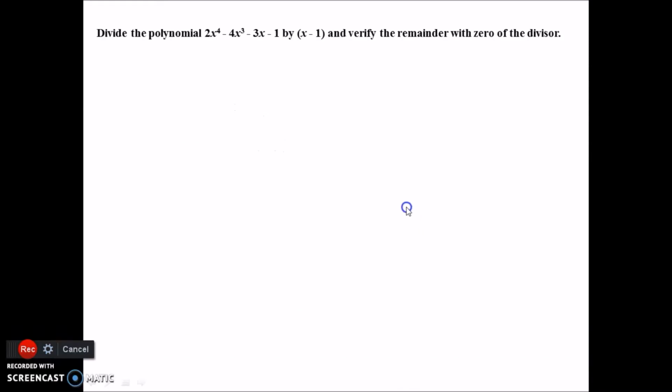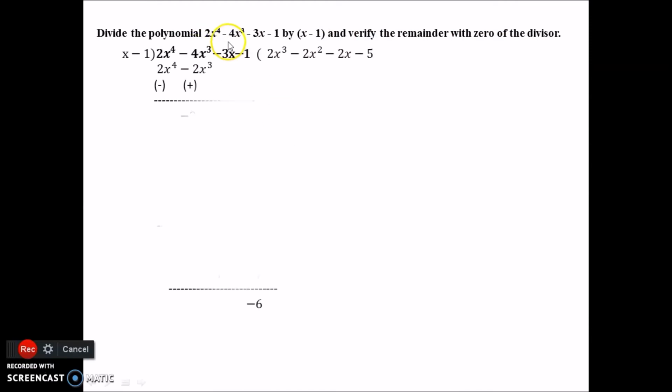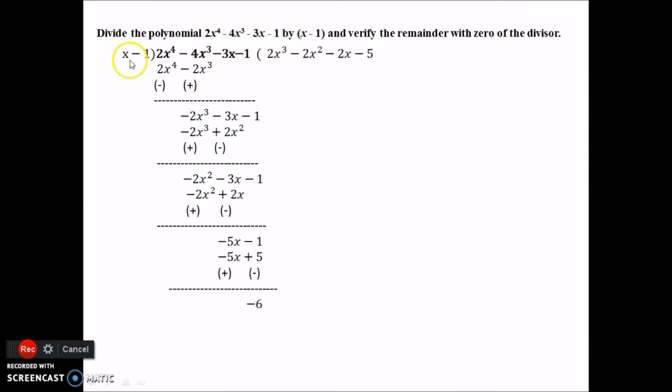Now coming to the next question: divide the polynomial 2x^4 - 4x^3 - 3x - 1 by x - 1 and verify the remainder with the value of the polynomial at the zero of the divisor. First I am dividing 2x^4 - 4x^3 - 3x - 1 by x - 1, and later I will verify the remainder. The first term here is 2x^4.